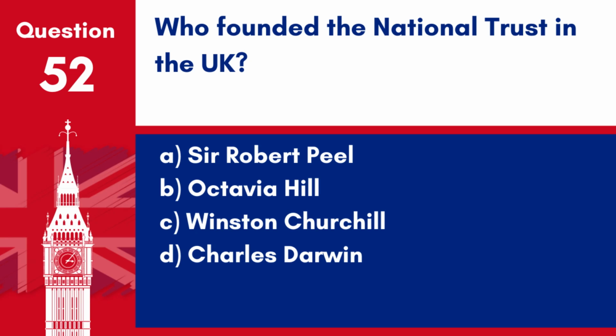Question 52. Who founded the National Trust in the UK? A. Sir Robert Peel. B. Octavia Hill. C. Winston Churchill. D. Charles Darwin. Answer: B. Octavia Hill. Octavia Hill was one of the founders of the National Trust in 1895, established to preserve the UK's historical heritage and open spaces.